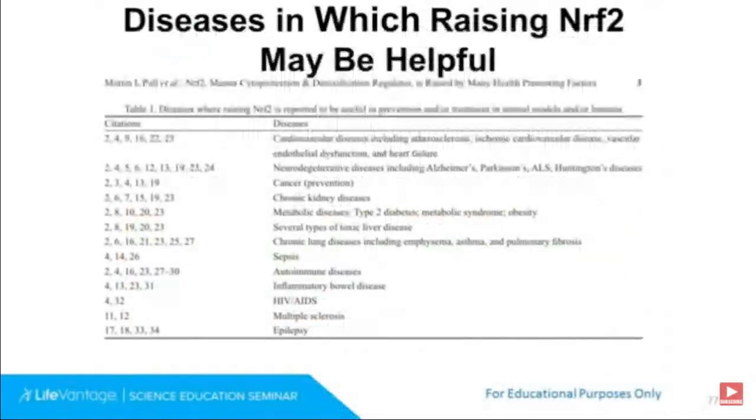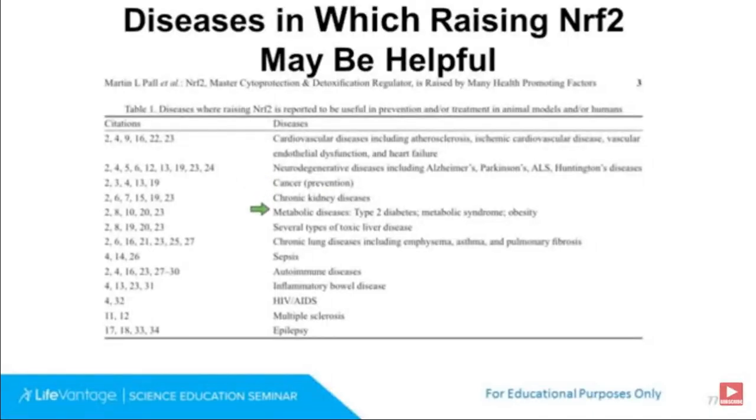Now, this is from that first article that I mentioned that came out in February from Washington State. This is a table from that article looking at specific diseases where activating Nrf2 has been found to be useful in prevention and/or treatment. And this is a pretty wide list of things, from cardiovascular diseases, including atherosclerosis, ischemic disease, vascular endothelial dysfunction, heart failure, neurodegenerative diseases, Alzheimer's, Parkinson's, ALS, Huntington's disease. We've talked about those. Cancer prevention, I've got a few more words to say about that towards the end.